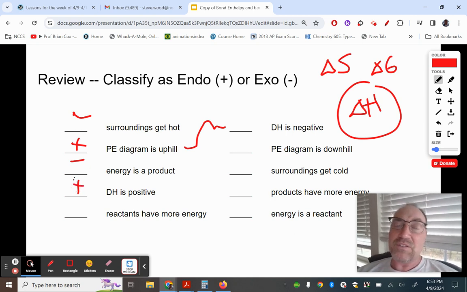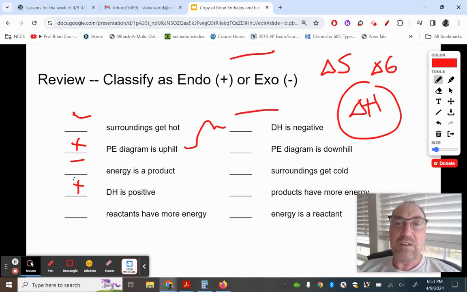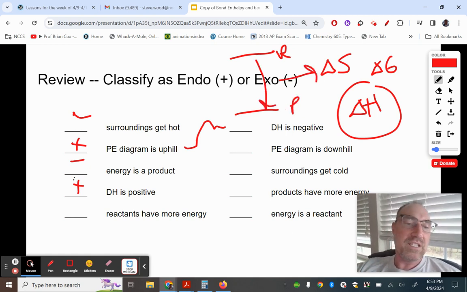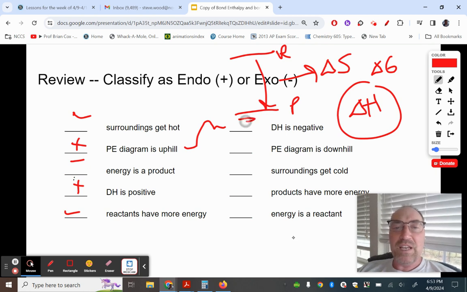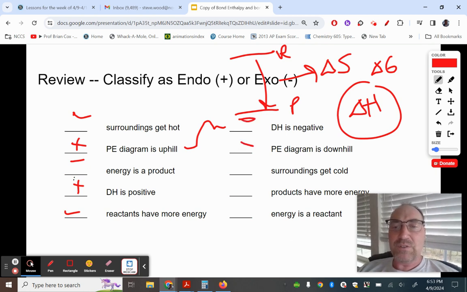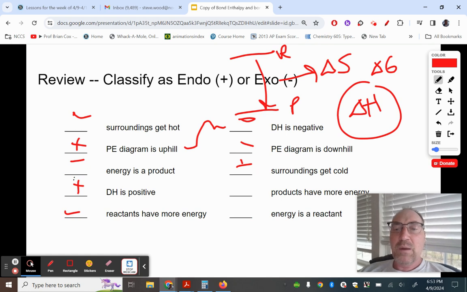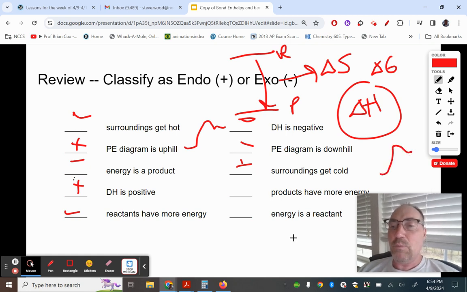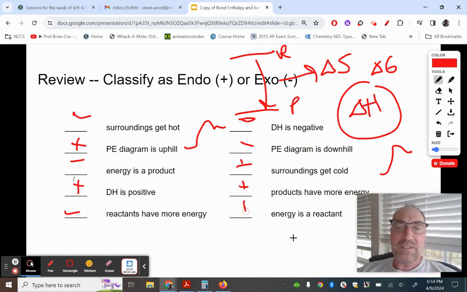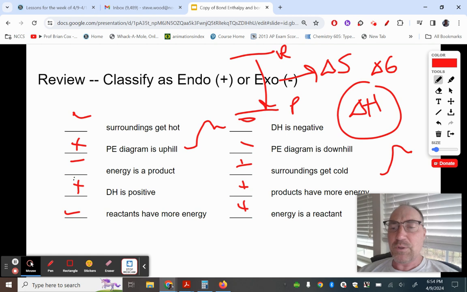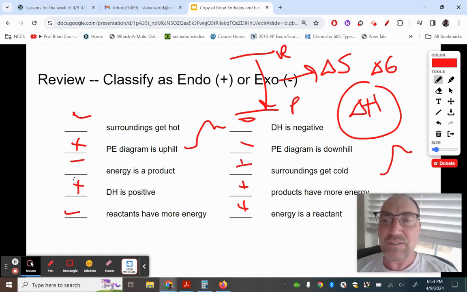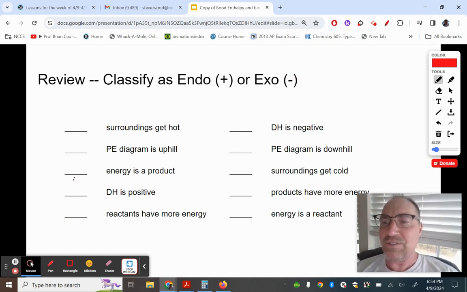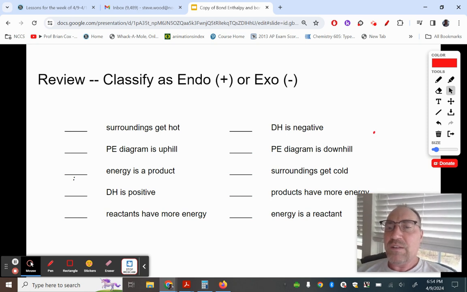Reactants have more energy. If the reactants have more energy than the products, my reactants are up here and my products are down here, then it's going to release energy, and that energy released is negative. This would be negative as well. Exothermic, downhill, would be negative. Surroundings get cold would be positive. Products have more energy, an uphill battle, so that would be positive. And energy as a reactant is positive as well. Okay, so that's just a quick overview of some of the things with thermochemistry that we have talked about this year. Let me move on to the next one.